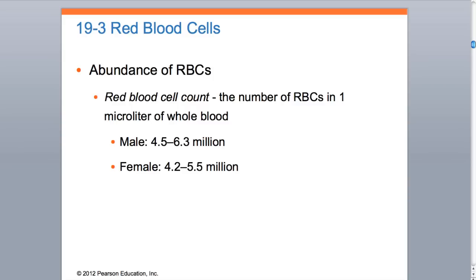Now, next, remember I said male more, female less. We have red blood cell count in microliter. So in 1 microliter, how many red blood cells do we have? We're rounding this off to 5 million. So 5 million red blood cells per microliter. Again, men will have more, female will have less on average.